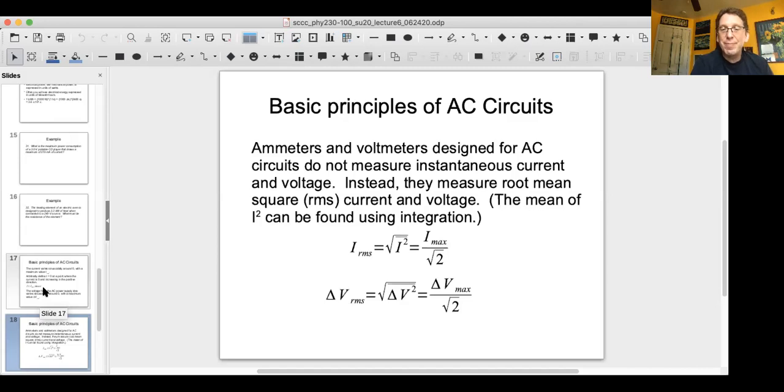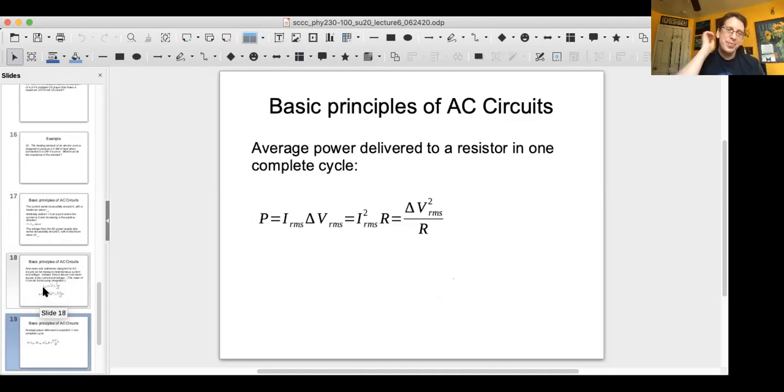And going through the same process with voltage, the delta V RMS is equal to the maximum voltage, also divided by the square root of 2. And if you want the power across the circuit or across a segment of the circuit, it's equal to the RMS current multiplied by the RMS voltage. Equivalently, you can write that as the RMS current squared times R, or the RMS voltage squared divided by R.